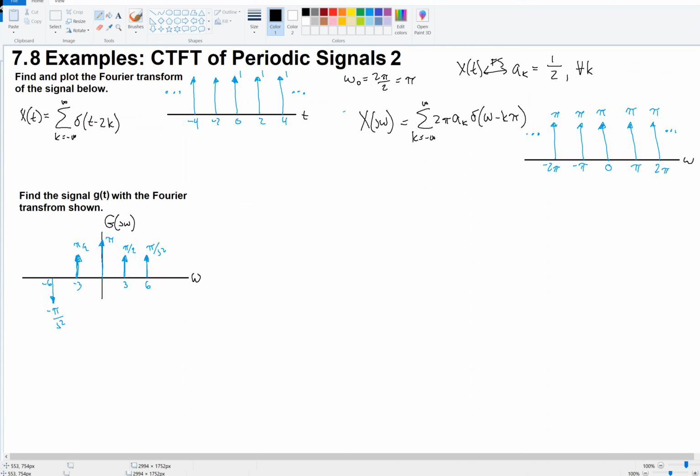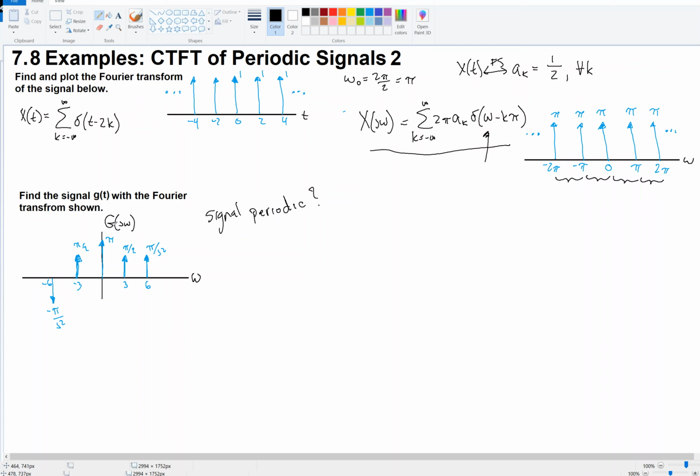Is the signal periodic, though? The Fourier transform does not need to be periodic. So how can we tell if the signal is periodic from the Fourier transform? Well, a periodic signal has a transform in this form, meaning it has a sum of impulses that are regularly spaced by omega 0, K times omega 0.